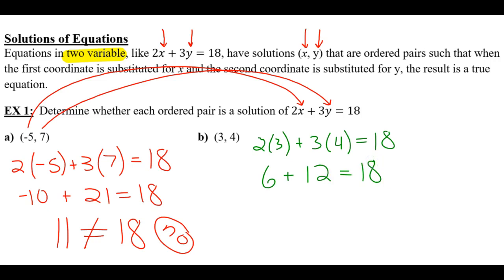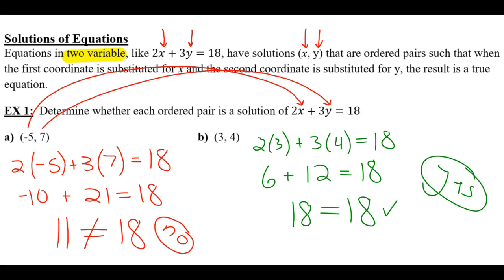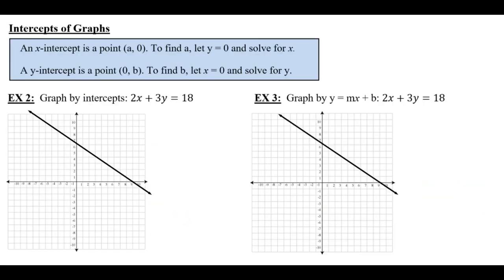What's 6 plus 12? 18. Proud of you. 18 does equal 18. So our answer is yes. The point (3, 4) is a solution to the equation 2x plus 3y equals 18. Okay? All right. So now our goal of these two examples is to review how to graph lines.